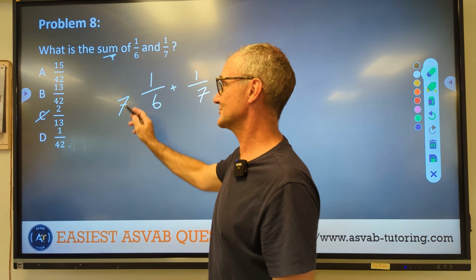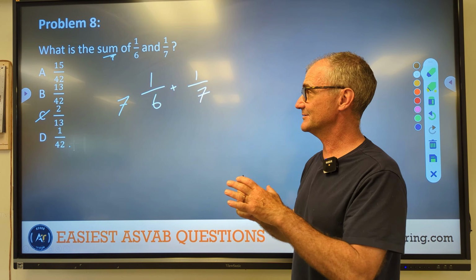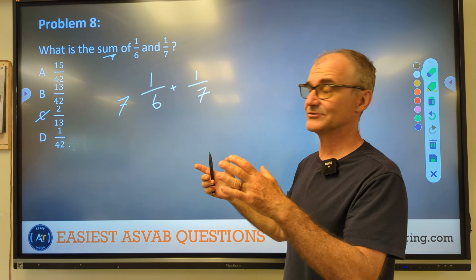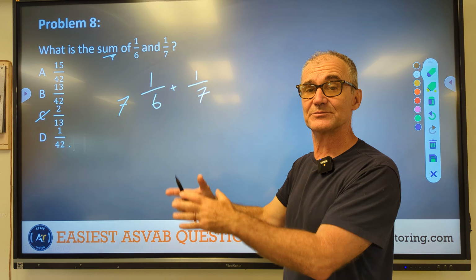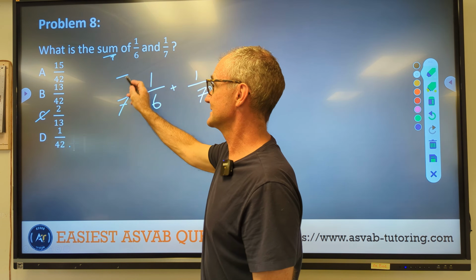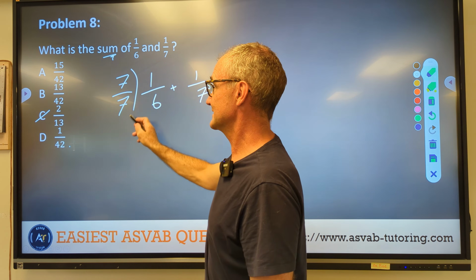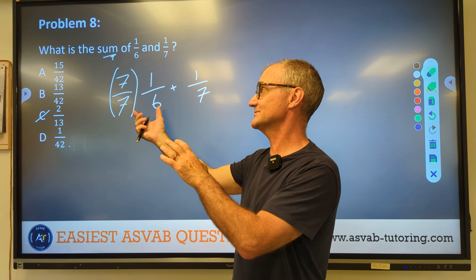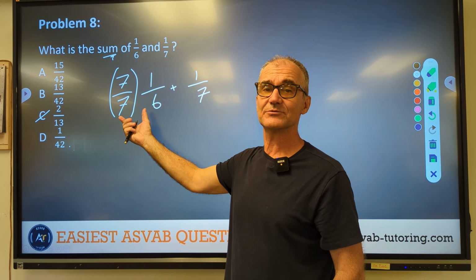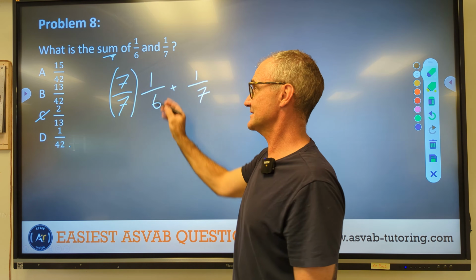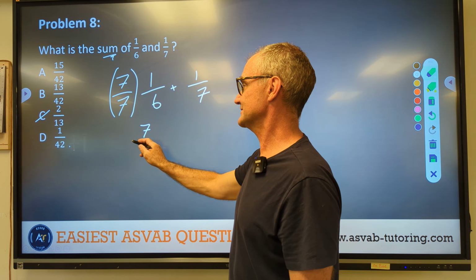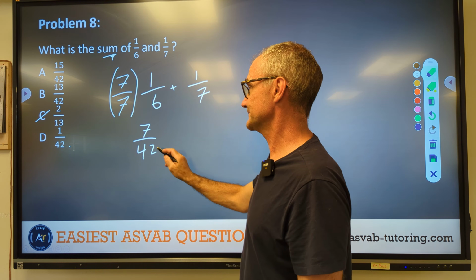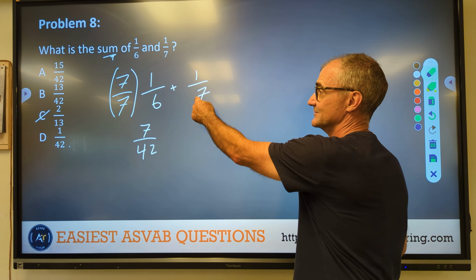I can't just multiply by 7 because that's going to change the value of the whole thing. Again, I can only multiply by 1, so I have to multiply by 7 over 7. This fraction right here has the weight of 1, doesn't change the value of it, but it gives me that 42 in the denominator. 7 times 1 is 7. 7 times 6 is 42.